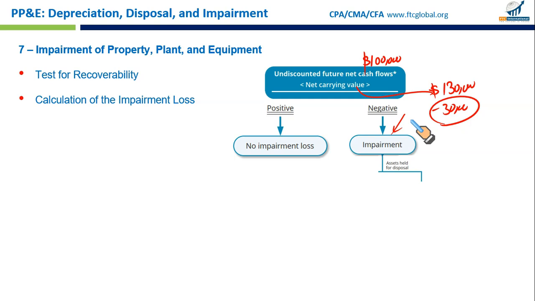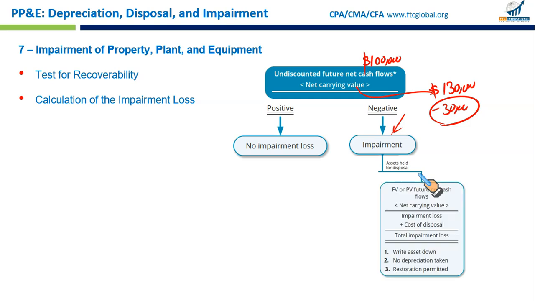Now there are two circumstances. One, the asset is held for disposal. In this case, what is the impairment loss? This is how it's calculated. Your fair value of the asset is, let's say, $90,000. Or if fair value isn't available, the present value of the future net cash flows of this asset, 90,000. Either fair value or the present value of future net cash flows. It's 90. Carrying value is 130. The difference is 40. This is the impairment loss.